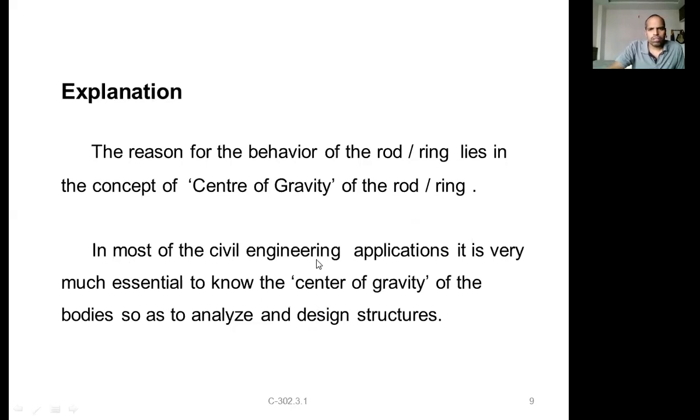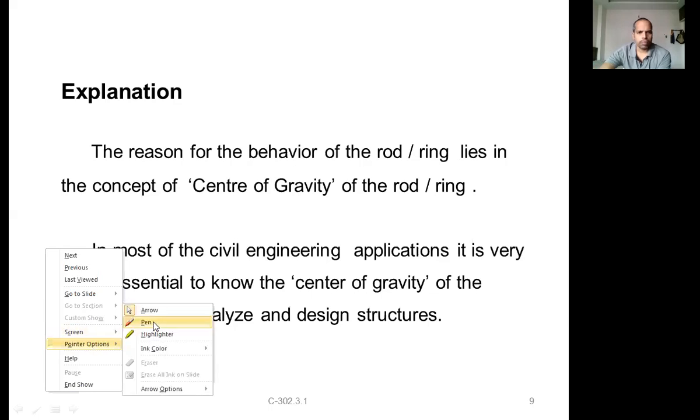In most civil engineering applications, it is very essential to know the center of gravity of the body so as to analyze and design structures. Not only in civil engineering; mechanical engineering and sometimes other departments also require it, but it is very essential for civil and mechanical engineering. We are designing structures with this centroid concept, so for civil engineers it is most important compared to others.